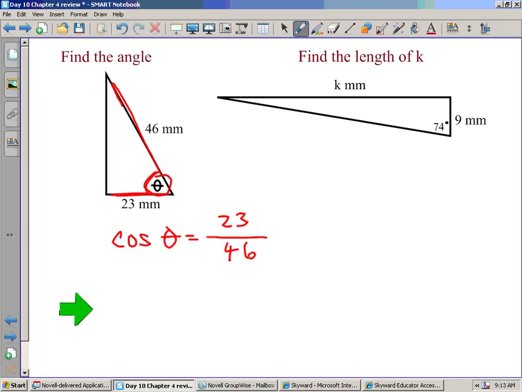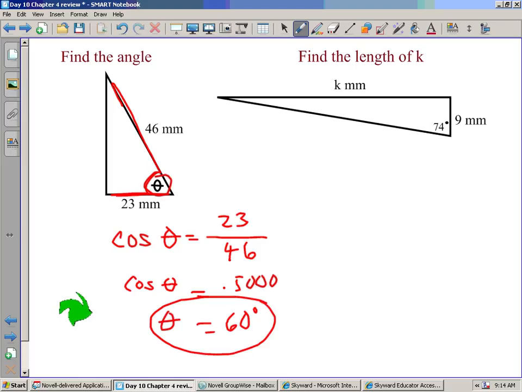Well, I can't simplify anything on the left, so I just leave it, the cosine of the angle, but I can take 23 and divide it by 46. And since it's half, I know it's going to be 0.5000. And then this is where I use my book or my calculator to find out what the angle is. Since I'm using my calculator and looking for the angle, I need to use my inverse button. I find out that the angle equals a 60-degree angle. And again, important that you put the symbols on there.